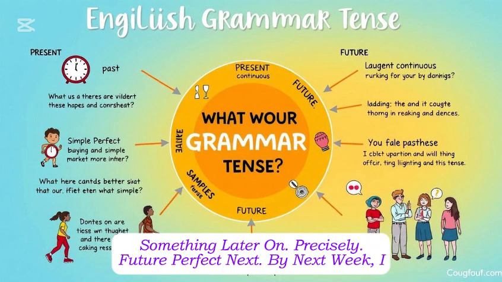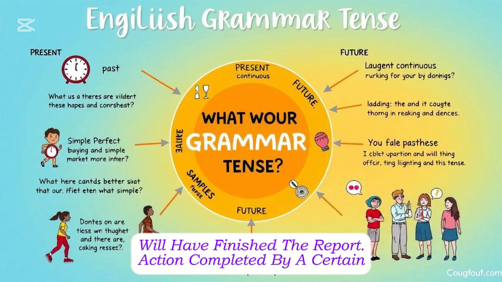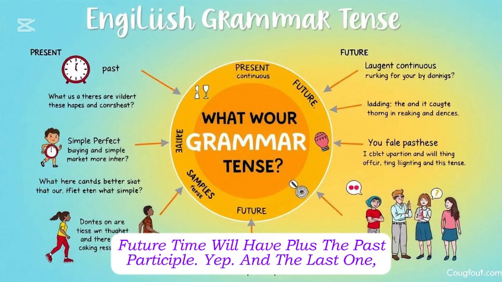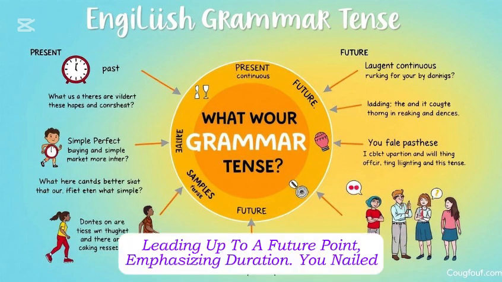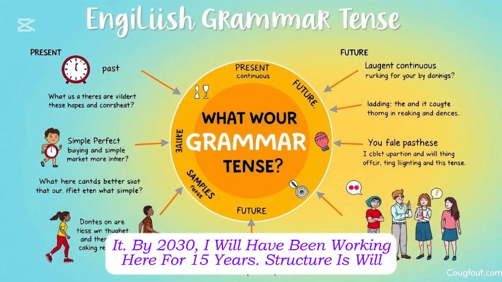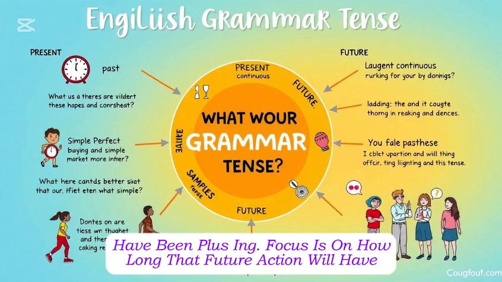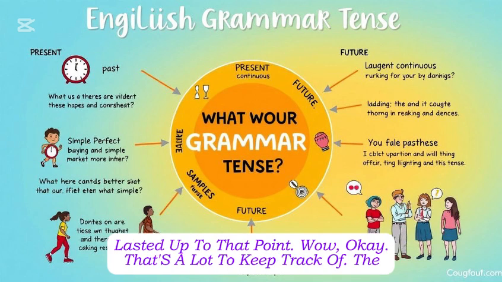Precisely. Future perfect next. By next week, I will have finished the report. Action completed by a certain future time: will have plus the past participle. And the last one, future perfect continuous. Let me guess. Ongoing action leading up to a future point, emphasizing duration. You nailed it. By 2030, I will have been working here for 15 years. Structure is will have been plus -ing. Focus is on how long that future action will have lasted up to that point.